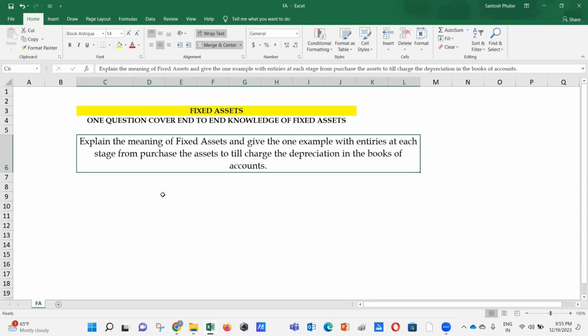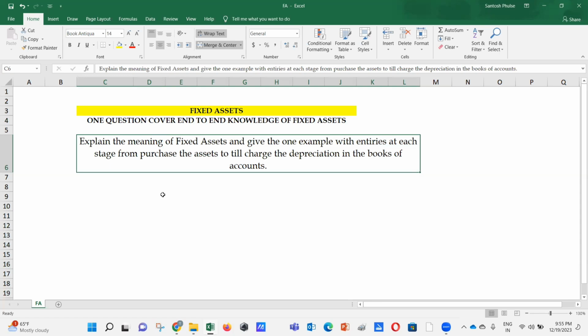So the entire scenario, other than how you are going to do the sale of an asset with profit, and how you are going to do the entry for loss on sale of assets. Other than that, from the purchase till charging the depreciation, how you handle that covers 70-80% of fixed assets within that one question itself. In addition to that, further questions are going to be there.